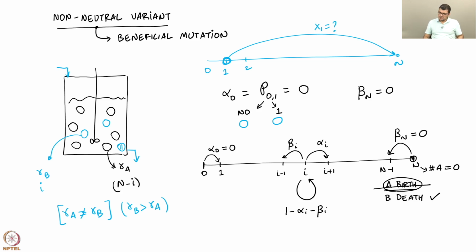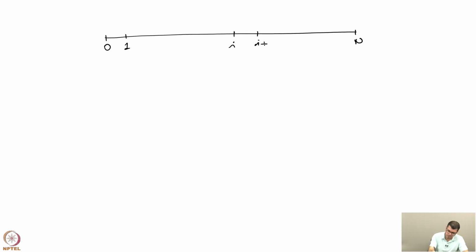So, these are what we have as general rules available to us. Now, we'll formalize this a little bit more. Let us write the number line again. I plus 1, I minus 1, this is beta I, this is alpha I, and this is 1 minus alpha I minus beta I.